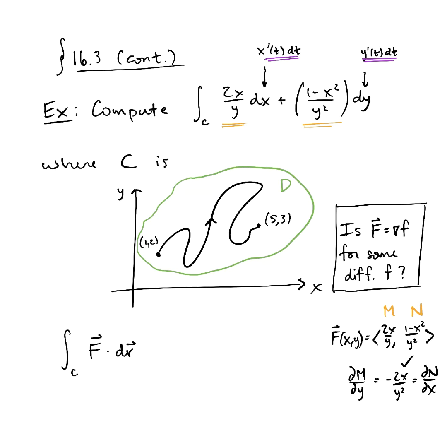Okay, so we know this. We know that big F really is the gradient of some little f. And then by fundamental theorem of line integrals, this is going to be an easy integral to do. It's just going to be f at (5, 3), take away f at (1, 2).